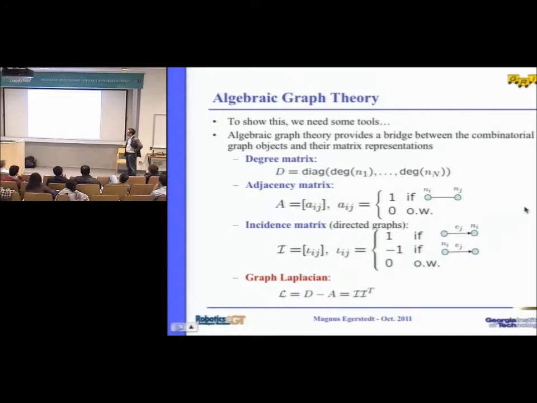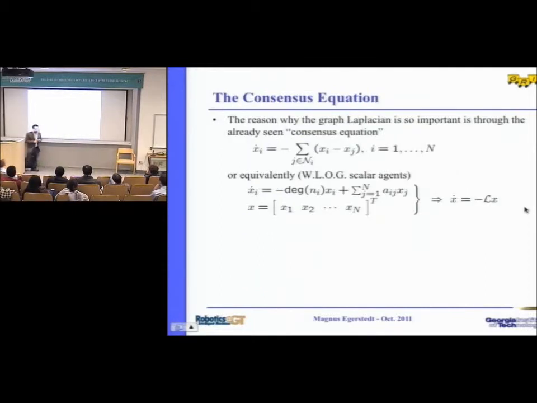You have some directed version of it. The reason why you need these matrices is that there's something called the graph Laplacian, which is the degree matrix minus the adjacency matrix. And it's a fantastic matrix, and the reason it's fantastic is the following. If I have this consensus equation, the gammas are 1 now, so there are no weights or gains. Then if I stack all my states together, assuming that they're scalars, but you can do this in higher dimension as well, I get x dot is minus the Laplacian x.